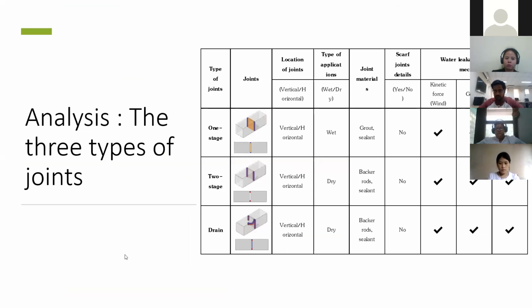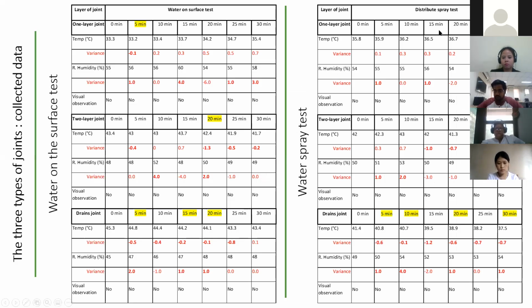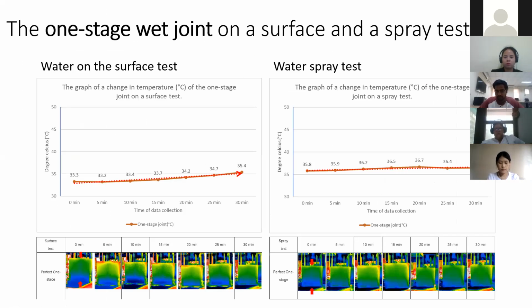So this is the table that shows the three different types of joint and the water prevention mechanisms that they provide. The collected data from the experiment are put into the table here. But for easier reading, here are the diagrams.